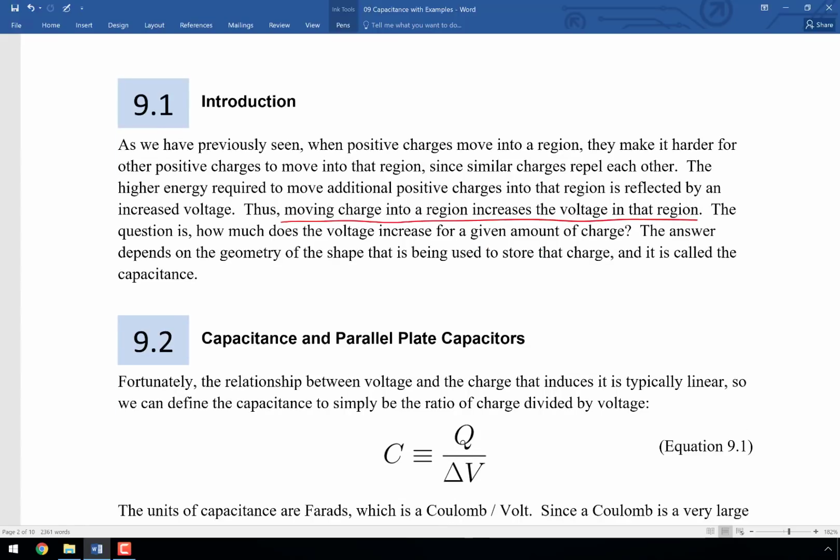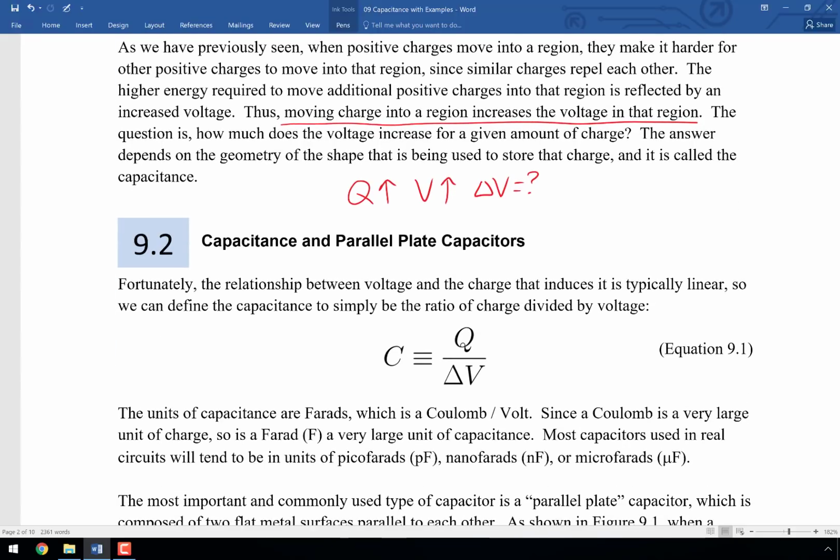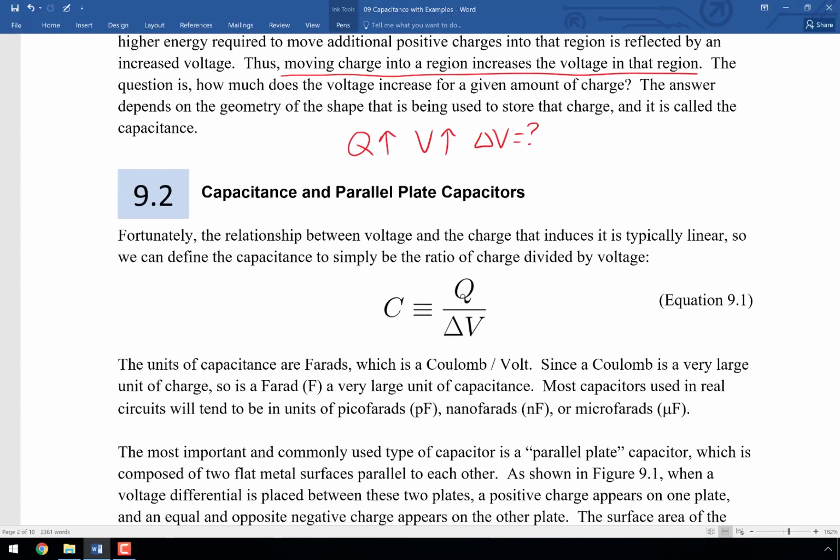So what we see then is that if Q increases, then the voltage is also going to increase. And the question is, by how much does the voltage increase? And the answer to that is found in capacitance. So the relationship between voltage and the charge that induces that voltage is typically linear. And when I say typically, for this introductory course, it's always linear. And so we can calculate the capacitance as simply the ratio of charge divided by the voltage.